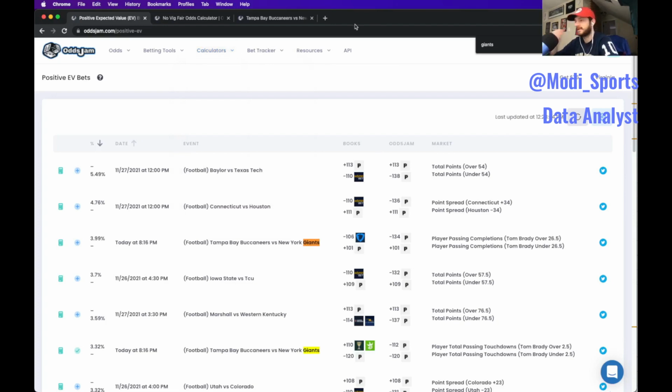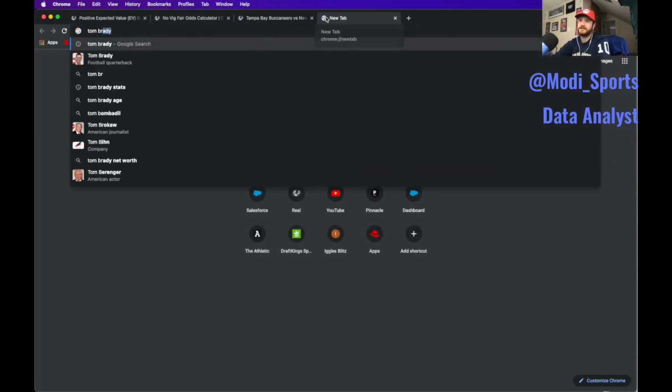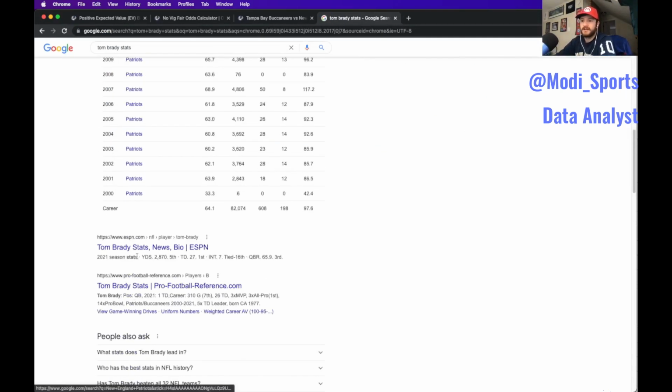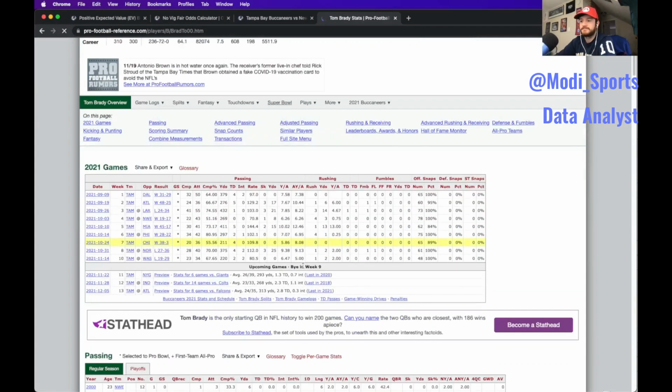And for football reasons, the Giants, they're not a great team, obviously, but they have a decent run defense. And if you look at Tom Brady's stats, and you look at how many completions he has, it looks like he's gone under that 26 and a half.